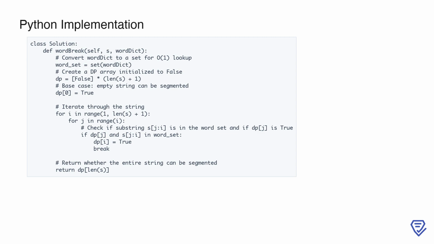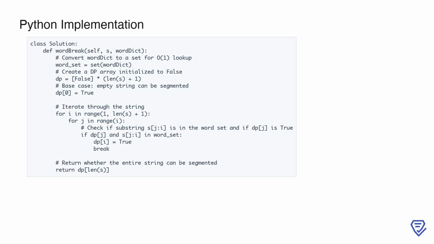This approach has a time complexity of O(n²), where n is the length of s. This arises from the nested loops in substring checks. The space complexity is O(n) due to the dp array. Edge cases handled include an empty string s, which always returns true.